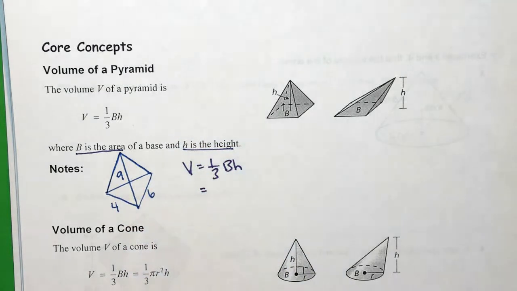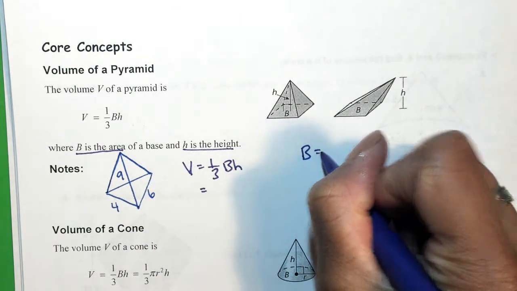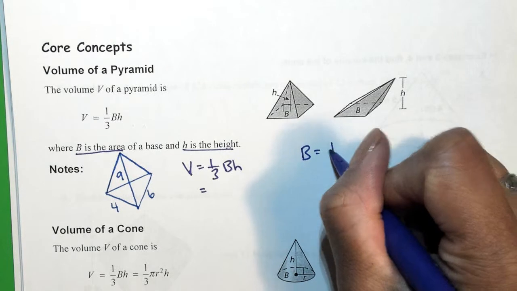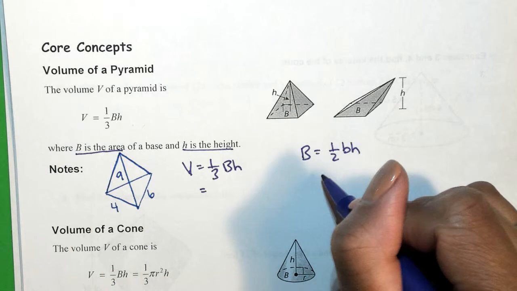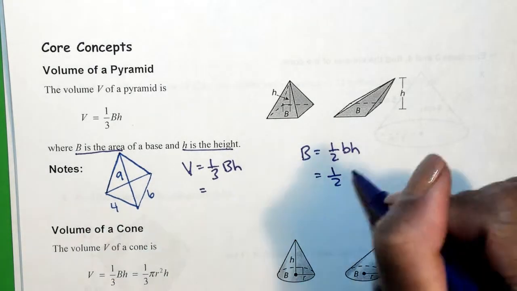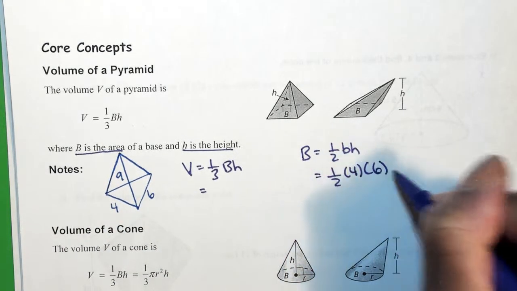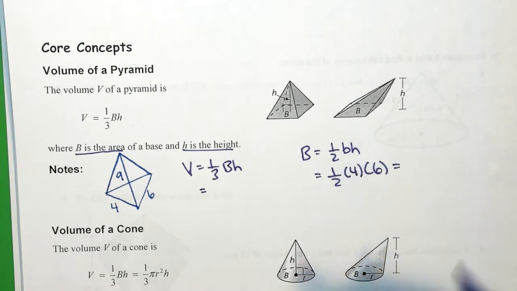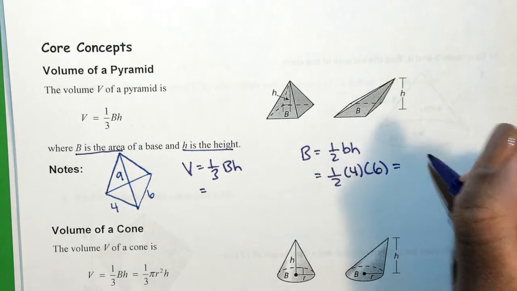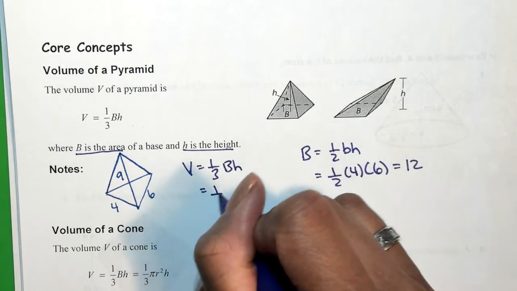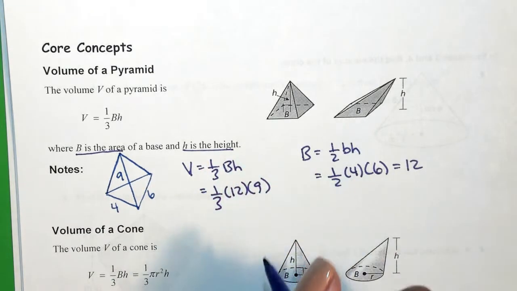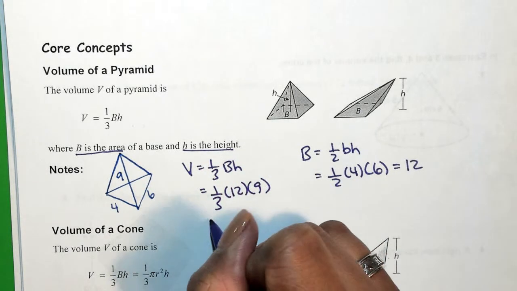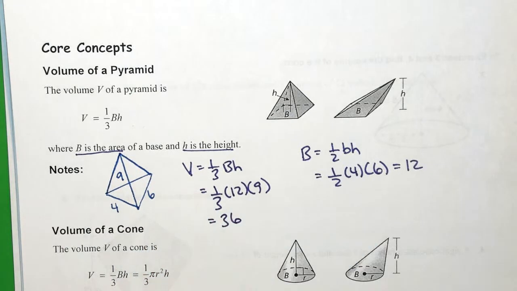Now the base of the pyramid itself is a triangle. So we have 1/2 little base times the height, and the base of the triangle is going to be 4, and the height of the triangle is 6. And so total, the base area of the triangle itself is 12. So now we can plug it in. So I have 1/3 times 12. The height of the prism itself is 9. And so we end up with a total of 36. So that is the first example for volume of a pyramid.